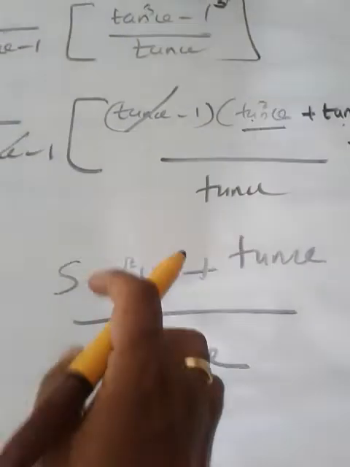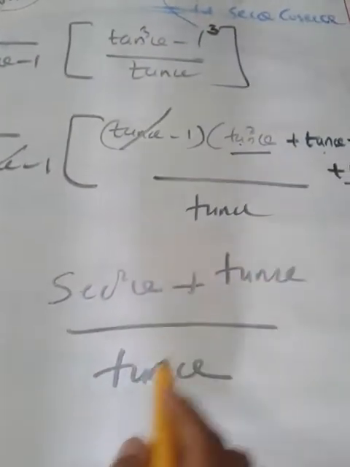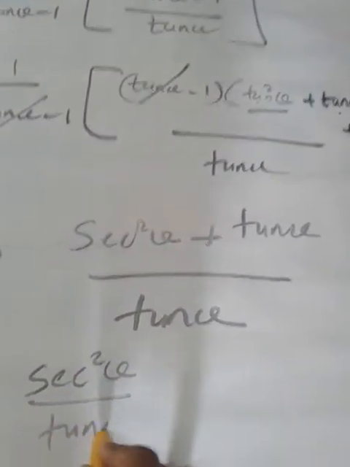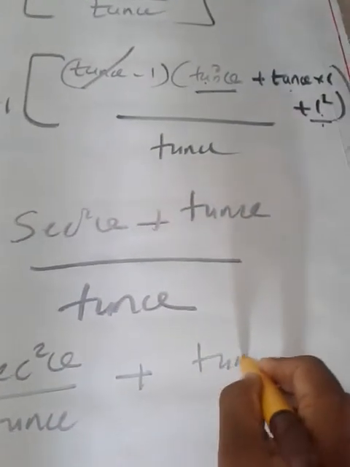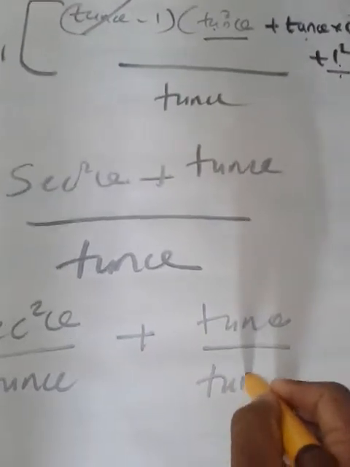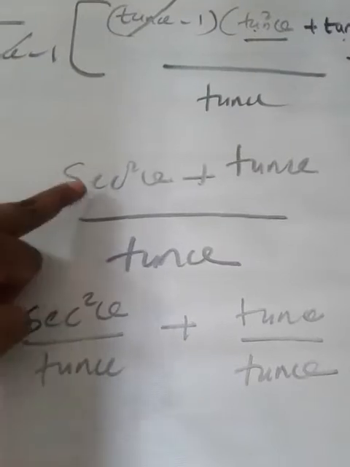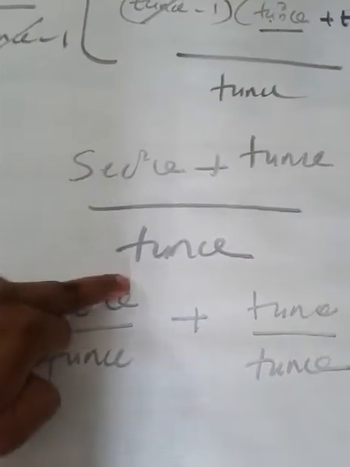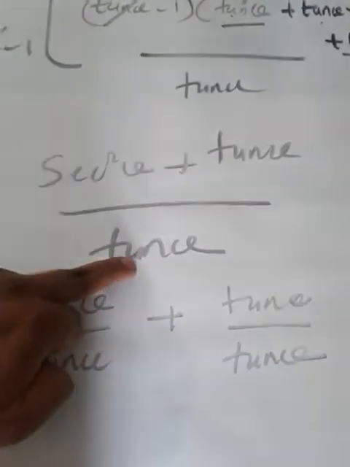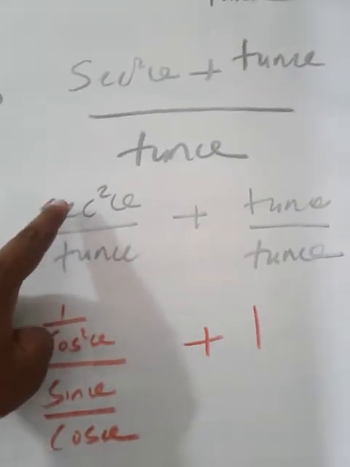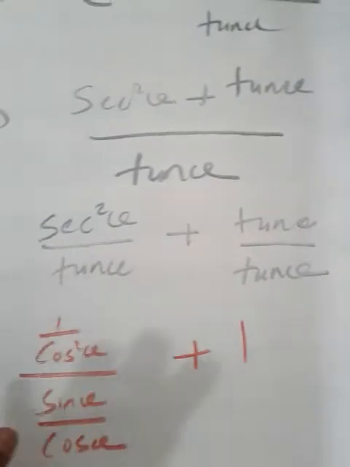Now I am going to separate with the denominator. So when you separate the denominator, sec square theta by tan theta plus tan theta by tan theta. See, here it is a common denominator, so separate the denominator: sec square theta by tan theta plus tan theta by tan theta. We have reached this much.